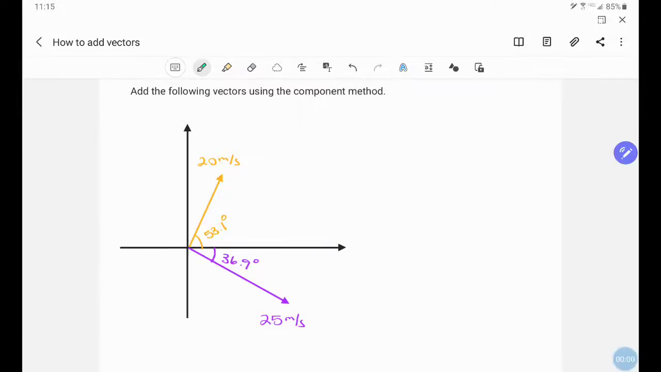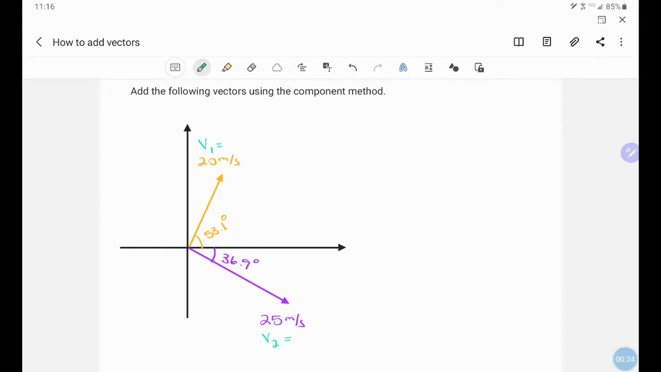All right, guys, I wanted to add these two vectors using the component method. So we have 20 meters per second at 53.1 degrees above the horizontal. I'll call this one velocity vector 1. And then we have 25 meters per second at 36.9 degrees below the horizontal. I'll call this velocity vector 2.